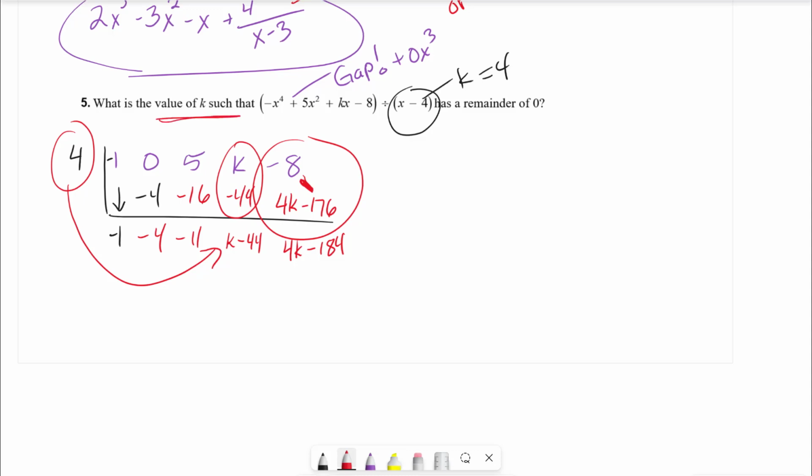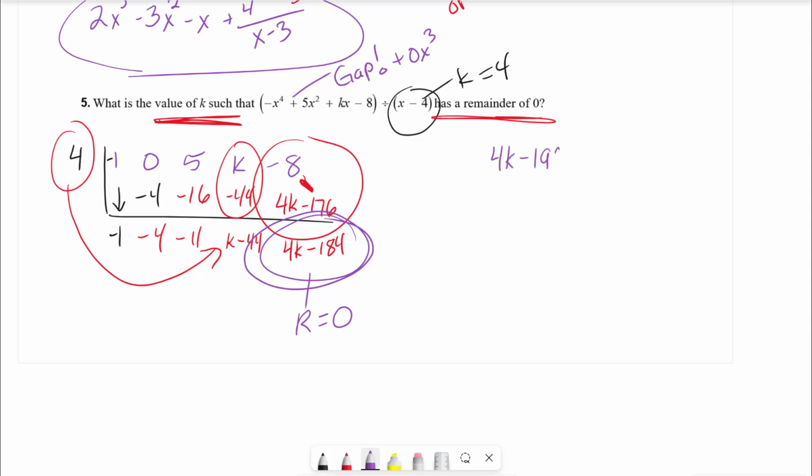We're supposed to find the value of k such that we have a remainder of 0. Which part of this is our remainder? This part is our remainder. And our remainder is supposed to equal 0. So what that means is we can write this as an expression that our remainder, 4k minus 184, must equal 0.